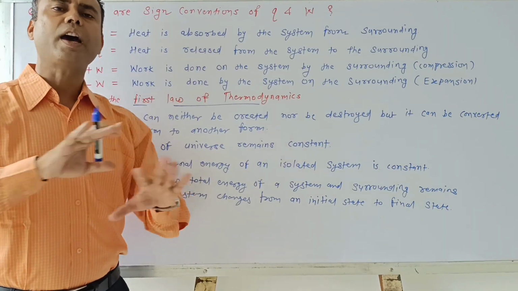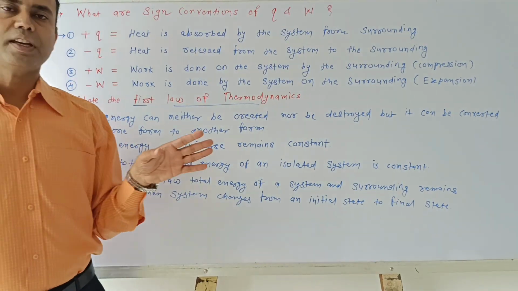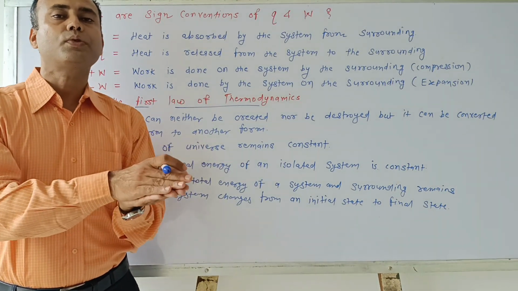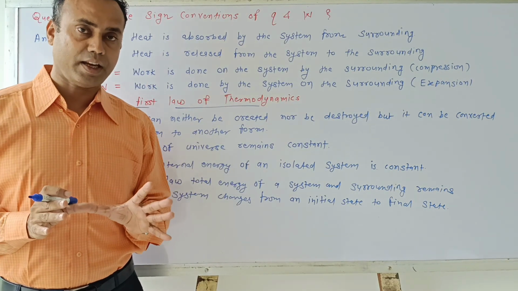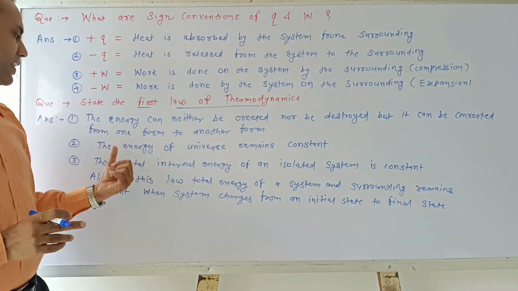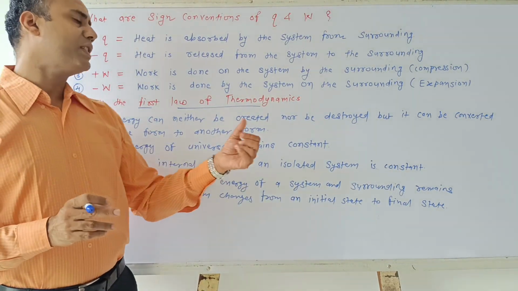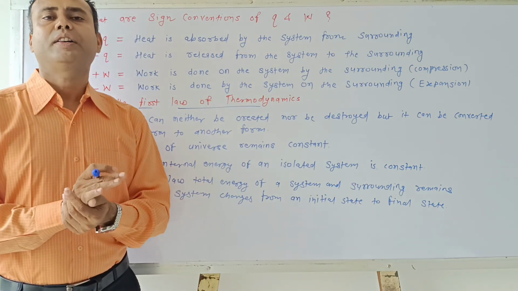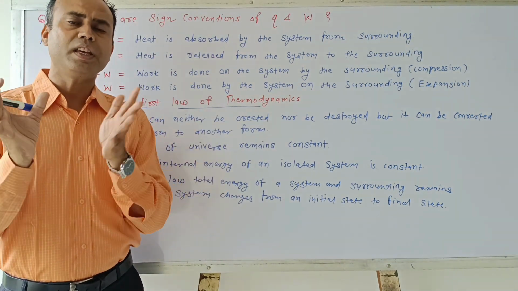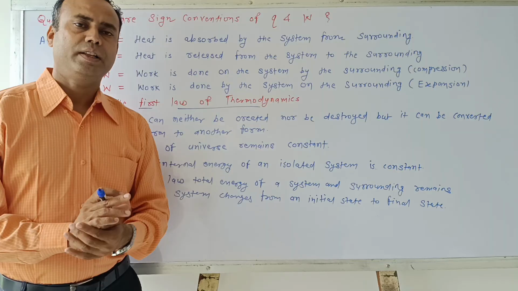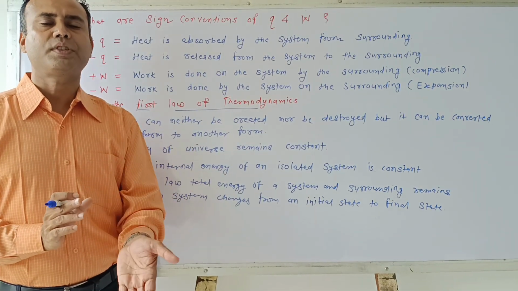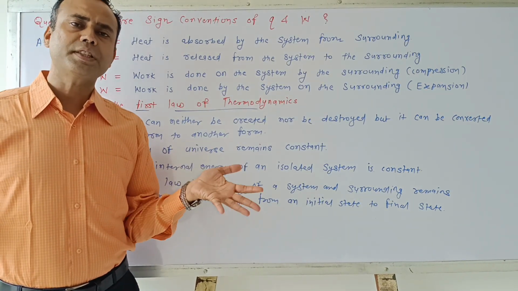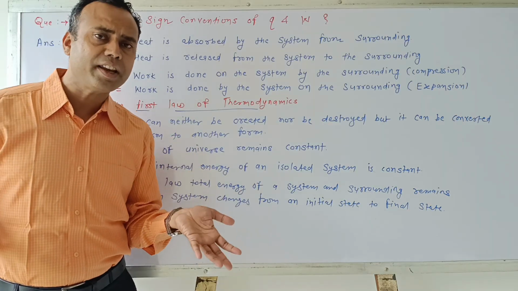एनर्जी कभी तैयार नहीं हो सकती और उसको नष्ट भी नहीं किया जा सकता. एक फॉर्म से उसको दूसरे फॉर्म में कन्वर्ट किया जा सकता है. दैट इज द फर्स्ट. सेकंड स्टेटमेंट क्या है? द एनर्जी ऑफ यूनिवर्स रिमेन कांस्टेंट. हमने अभी कहा टोटल यूनिवर्स है, उसमें सिर्फ एनर्जी का इंटर कन्वर्शन हो रहा है, एक फॉर्म से दूसरे फॉर्म से तीसरे फॉर्म. इसका मतलब यूनिवर्स की जो टोटल एनर्जी है वो कांस्टेंट ही रहेगी.